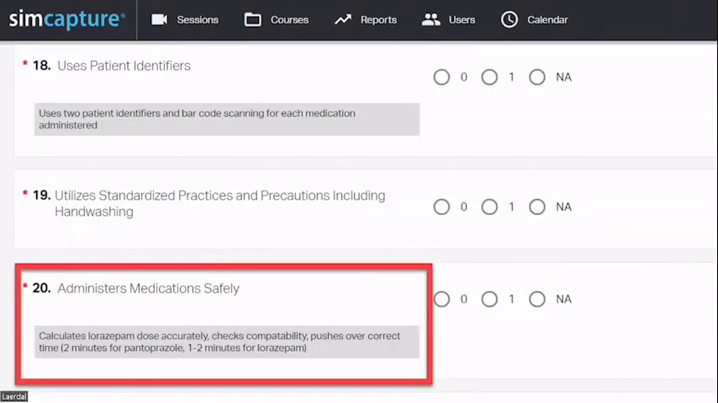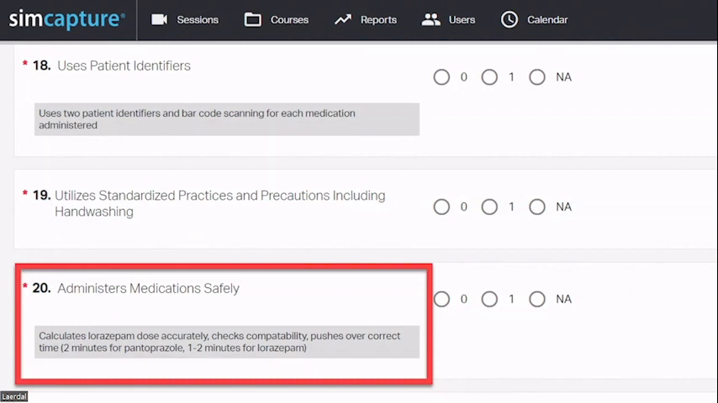So if I'm the one facilitating the simulation, in this particular simulation, the students are expected to administer a dose of lorazepam to a patient experiencing alcohol withdrawal. The things I'm looking for: did they calculate the dose accurately, because they have to draw it up out of a vial? Did they actually measure it out correctly? Did they dilute it? Did they check compatibility with the existing IV fluids? Did they push it over the correct amount of time?